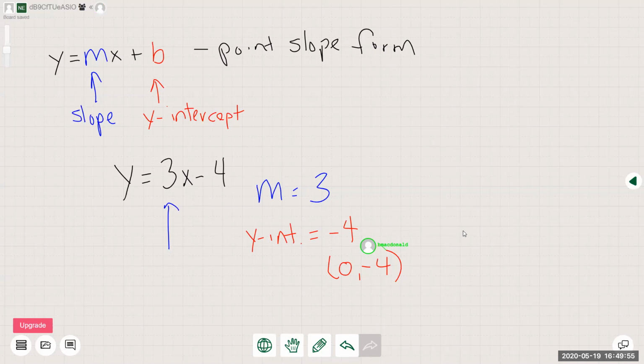And that's really all there is to finding the slope and the y-intercept if the equation is already in point slope form. If it's not in point slope form, then we have to rearrange the equation and put it into point slope form in order to find the slope and the y-intercept. And we will do this a couple of different ways, and I'll show you that with the next problem.